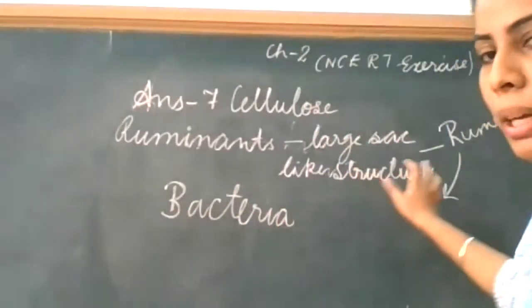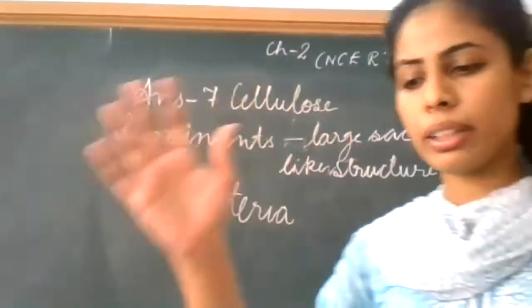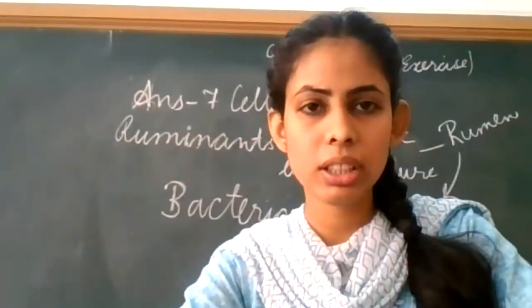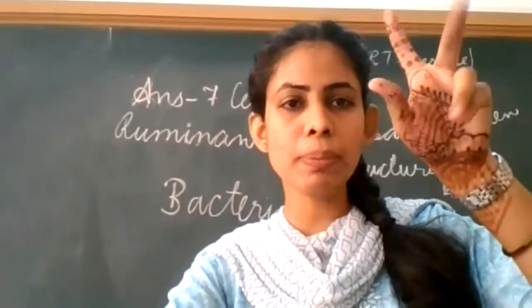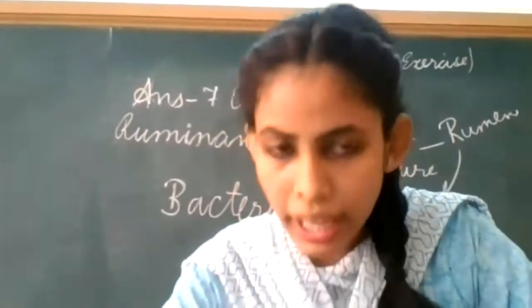Can you tell me, the rumen is situated in between two organs? What is the name of that organ? It is present between the two compartments. Yes. Esophagus, small intestine.